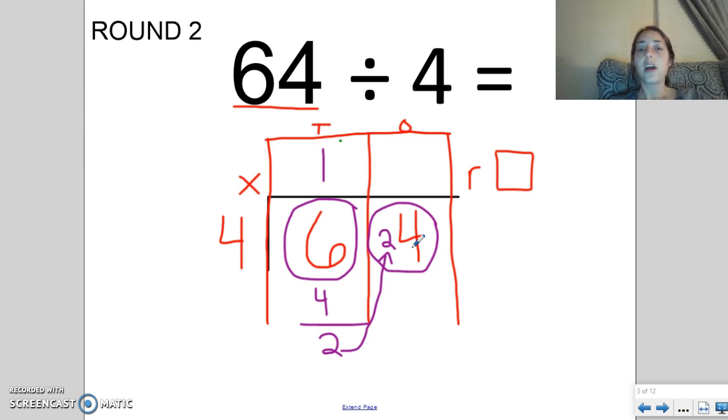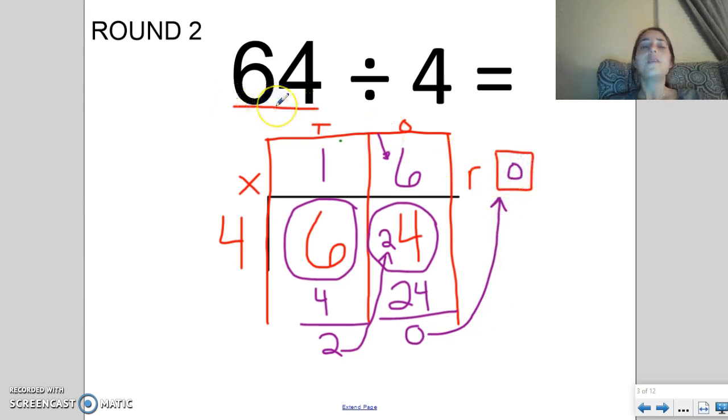Well, 4 times 3 is 12. That's not quite there. 4 times 4 is 16. 4 times 5 is 20. That's pretty close. Let me see if I can go higher. 4 times 6, that's 24 exactly. So 6 is going to be the closest that I can get. That's the best arrow that I'm going to be able to put in my bow. 6 times 4 is 24. That lands me at 24. Since my target was 24 and I landed at 24, I am 0 away. And that becomes my remainder.